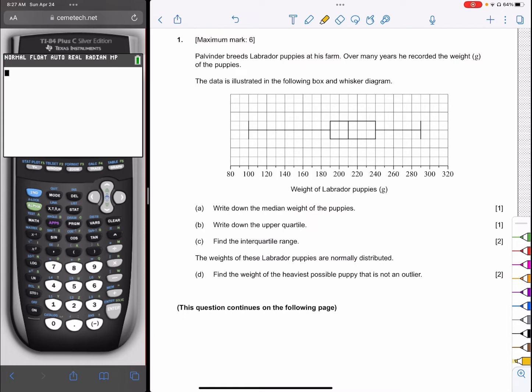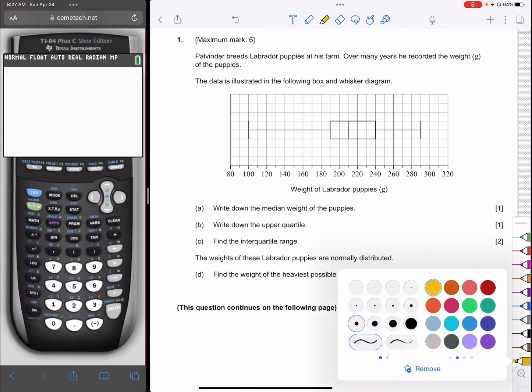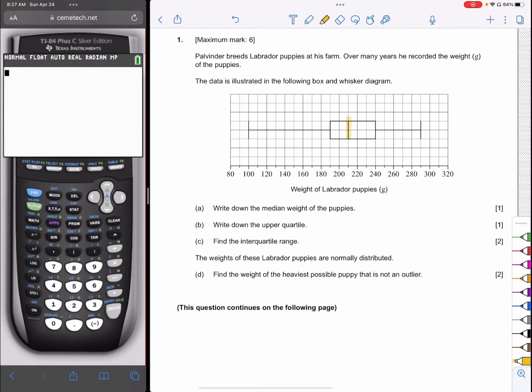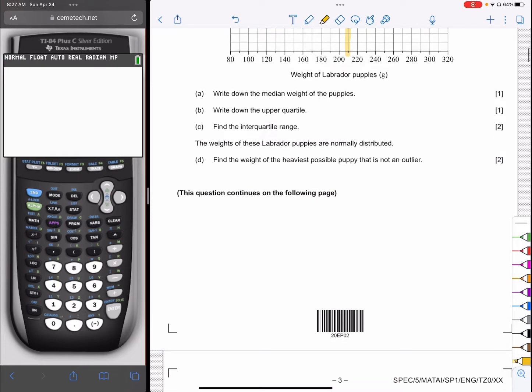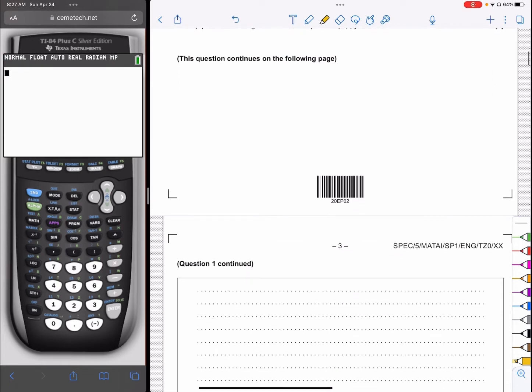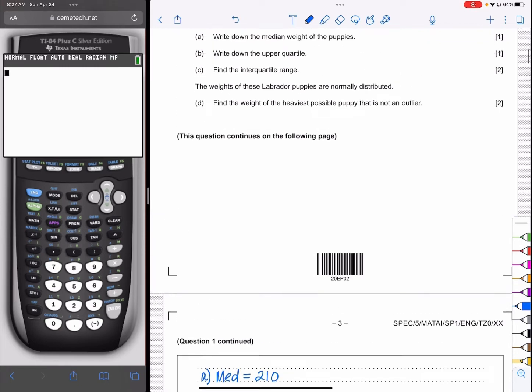So they want us to write down the median weight of the puppy. We should automatically know that the median is always the line in the middle of the box and whisker plot. Here my median falls halfway between 200 and 220, so I know that my answer to part A is 210. Remember, you have to write your answers in the box. So for part A, the median is equal to 210.